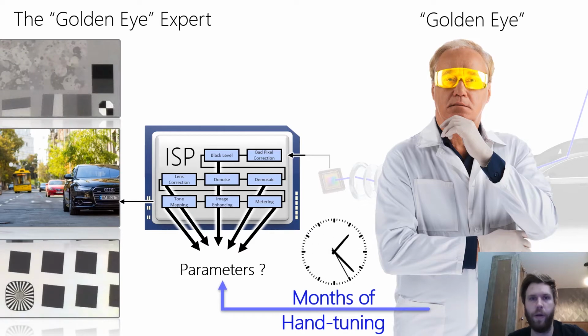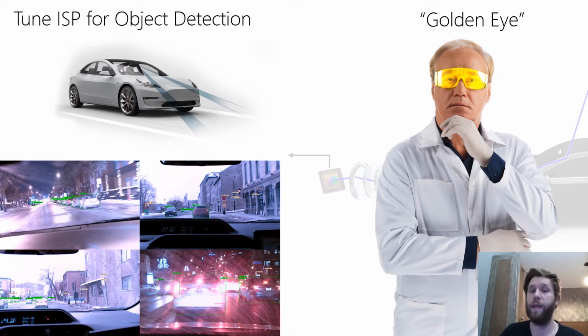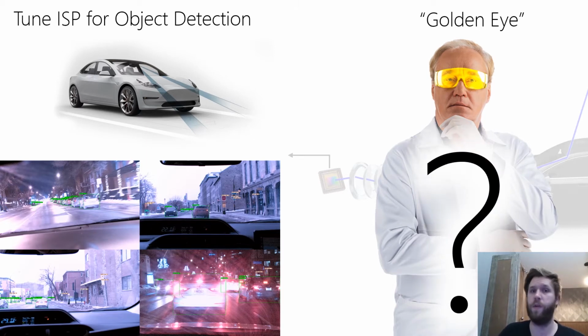So the industry practice is to rely on golden eye experts to manually tune these parameters based on visual inspection and metrics that are based on traditional charts. Then first tune the system, deploy it in the wild, acquire a data set, and fine-tune the models that ingest the images that the ISPs produce. So this process is very time-consuming. It can take months of iterations, and there's no guarantee that the parameters found as a result of this process are optimal. And for downstream tasks in computer vision, such as object detection or semantic segmentation, there are no golden eye experts that can tell you how to tune the ISPs in an optimal way.